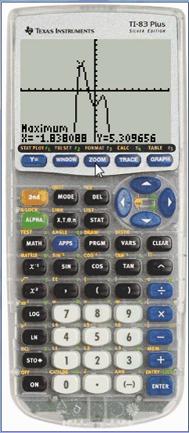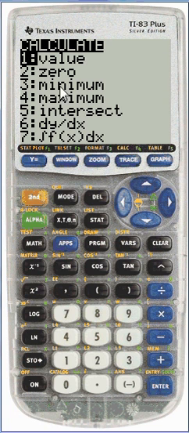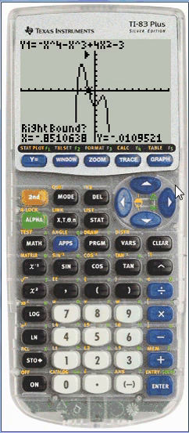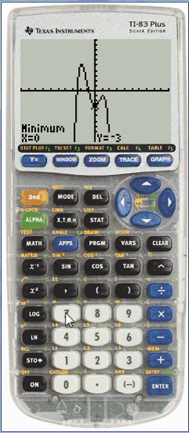So now we're going to do the exact same thing, but we're going to find the min. So you would do second and then calculate. This time it's a min, so we're going to do 3. Works the same way. Left bound, I need to pick some point that's to the left. Hit enter. Some point to the right. Hit enter. And then I'm going to guess about where I think it is. And this one is at 0, negative 3.